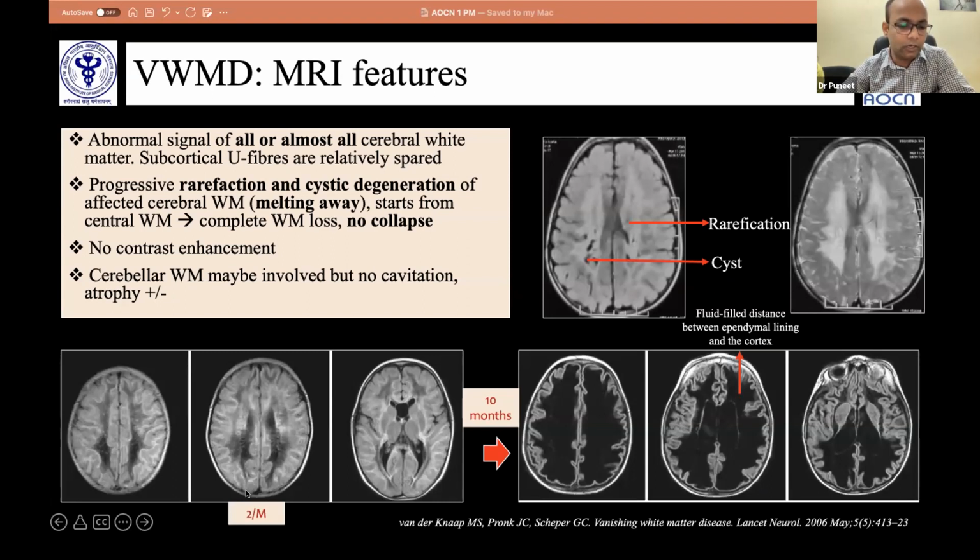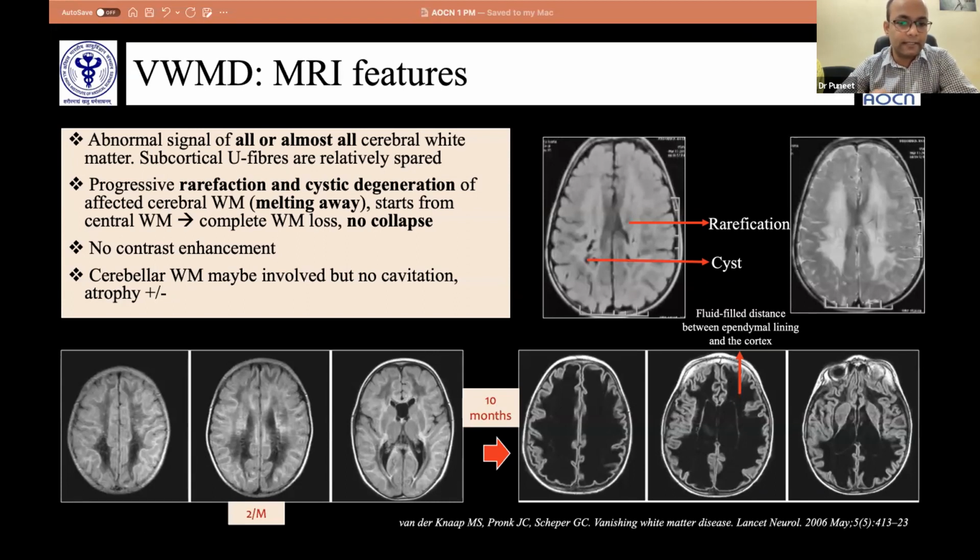This is a 2-year-old boy. Initially, this MRI shows some signal abnormalities, and we do find some loss of the white matter, but 10 months later we find that the white matter has almost disappeared. What is important is that there is a cystic fluid filled space between the ependymal lining and the cortex. So the white matter has not collapsed. That is another important feature of vanishing white matter disease, that we don't see the collapse of the white matter.